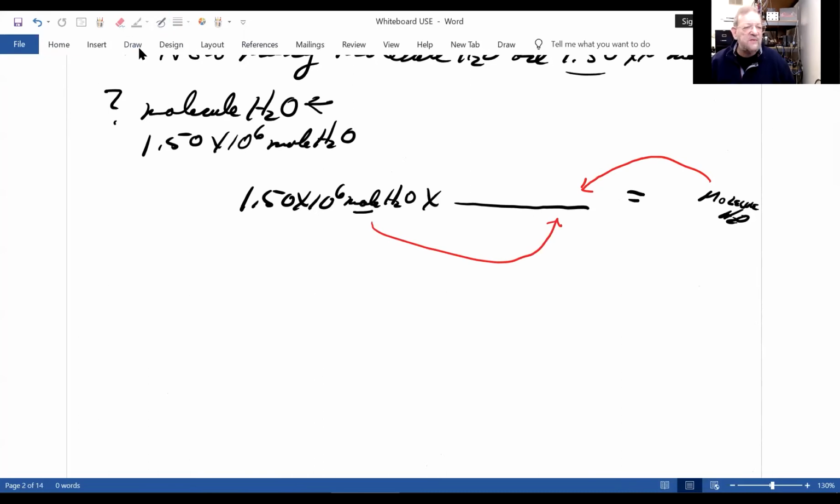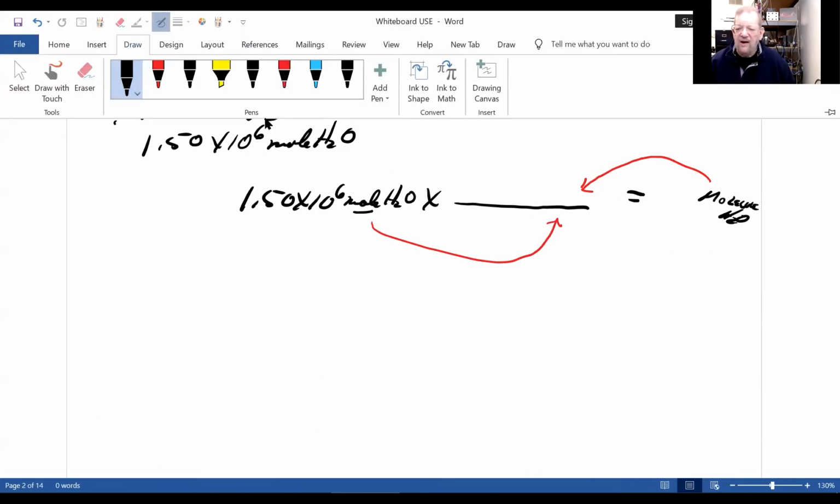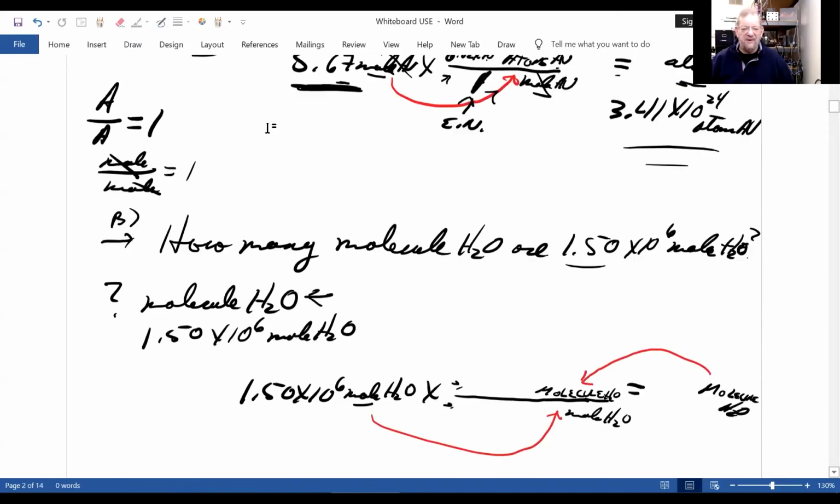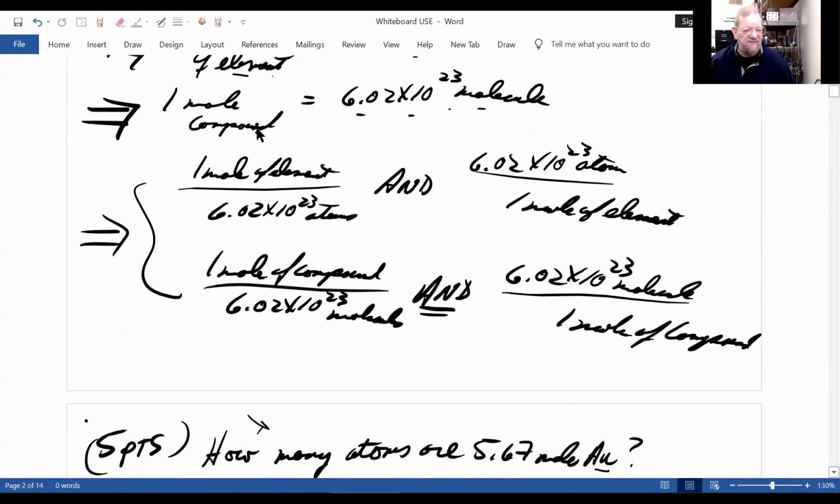Now, I want molecules of water on top. I want moles of water underneath. And where do I get these numbers? Well, I look up here, and this will be given to you, important information.